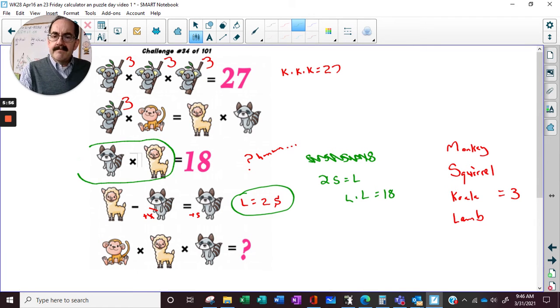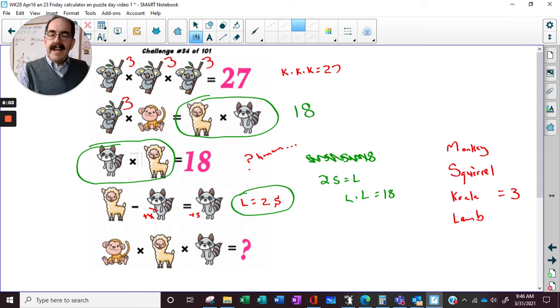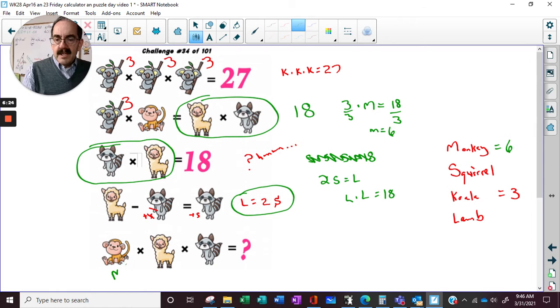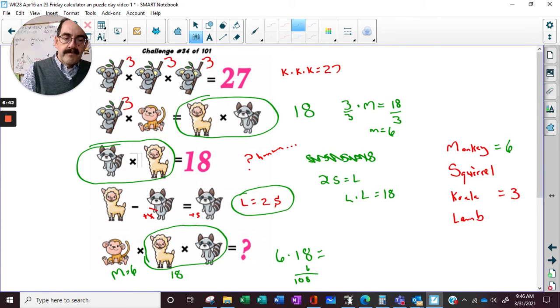Okay, 18. So 3 times the monkey equals 18. Divide by 3, divide by 3. The monkey is 6. Monkey is 6. Lamb, squirrel, 18. 6 times 18, 48, 108. The question mark is 108.